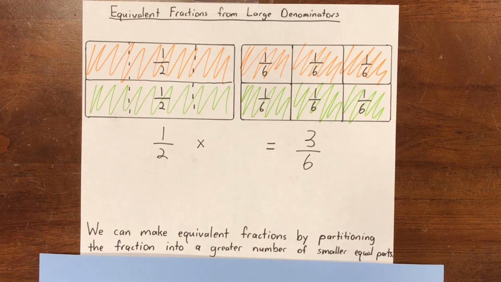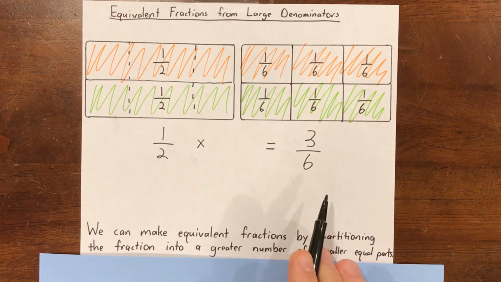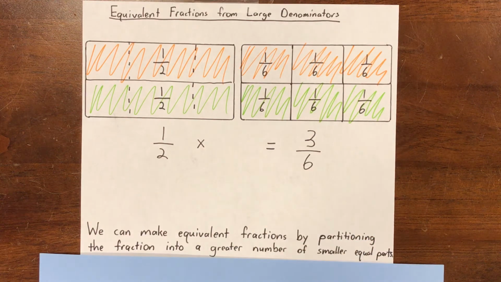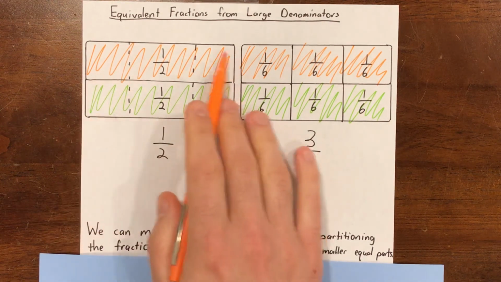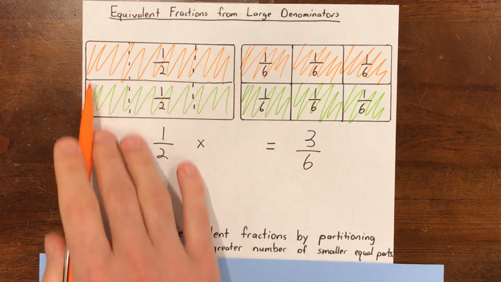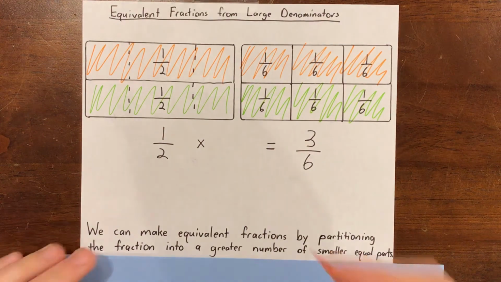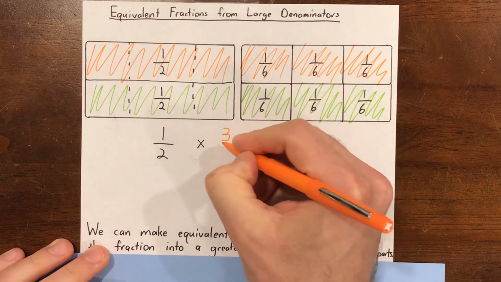When we go from 1/2 to 3/6, how many times greater does the number of parts that we're referring to become? How many times greater is the numerator? Say it out loud. Right, 3 times greater. Each part that we had to start became 3 parts. We could show that by writing times 3.